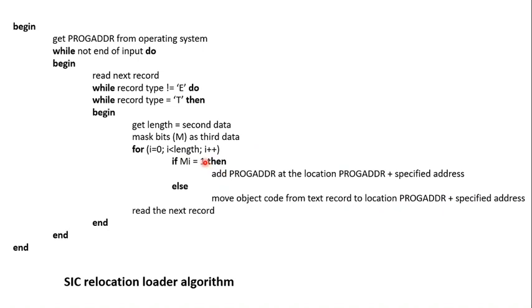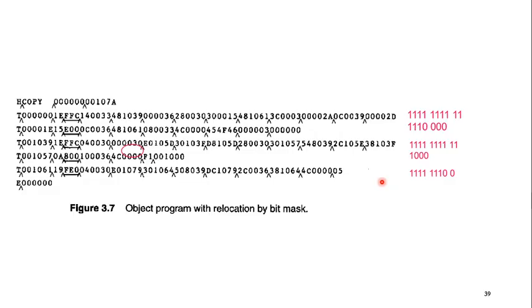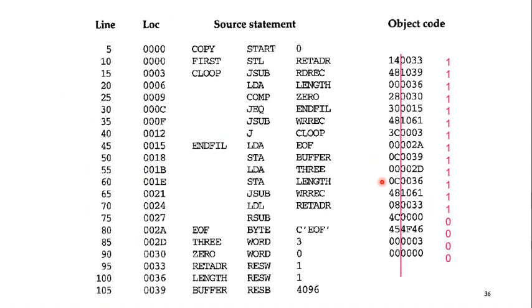If it is bit 1, then there is a necessity of modification. And what is the modification? You just add the current program address to the specified address. Again, let me take up this example here. With respect to STL RETADR, the starting address was 0, and the object code you got is 140033, because the address of RETADR is 0033. Your assembler has considered this and also set the relocation bit to 1 for this.